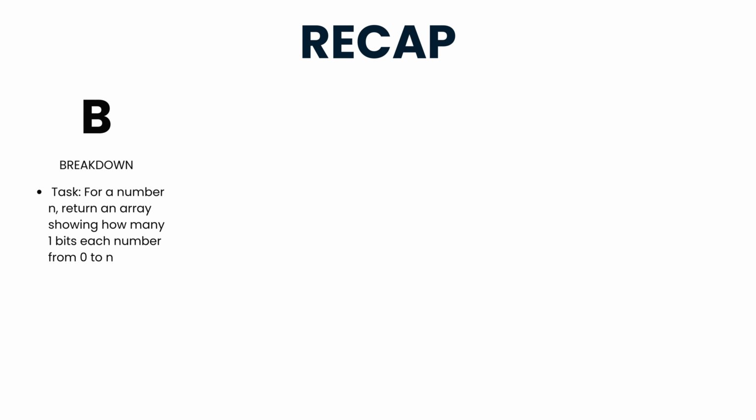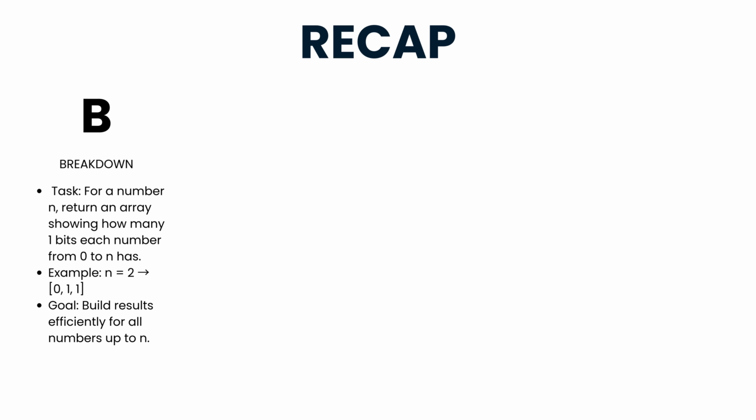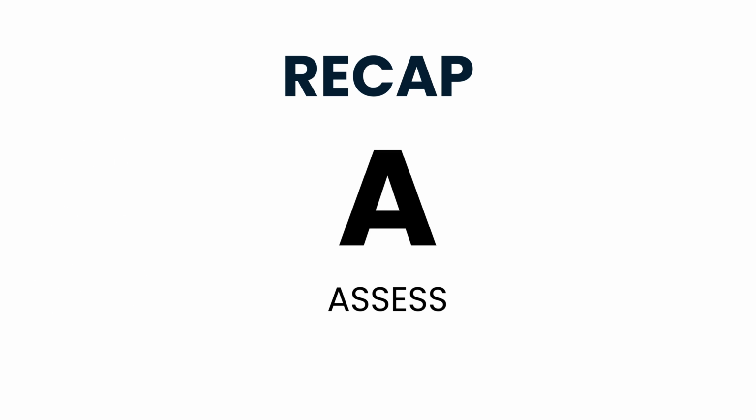This problem was all about counting bits efficiently, not just for one number, but for every number from 0 up to n. Breakdown recap. We started by understanding that for each number, we needed to figure out how many ones appear in its binary form. Essentially, we're building an array that shows the bit count for every integer in sequence.